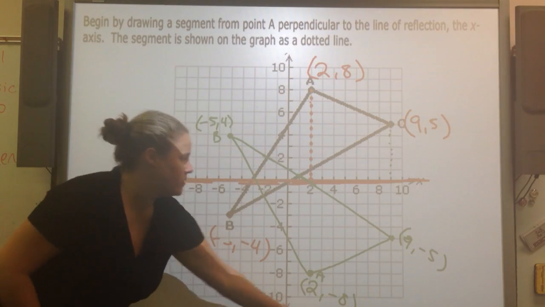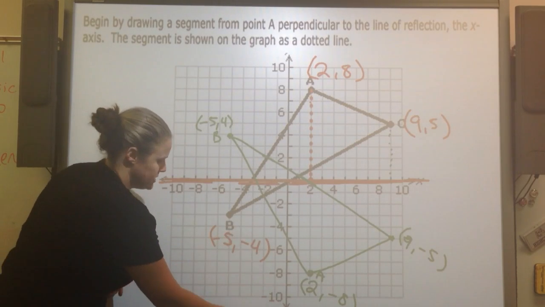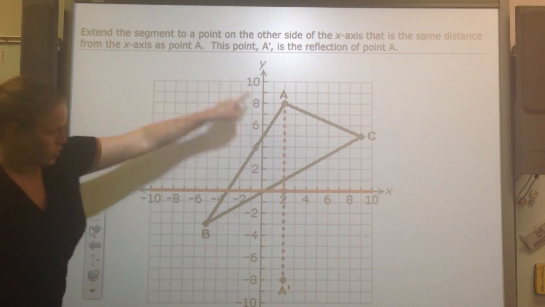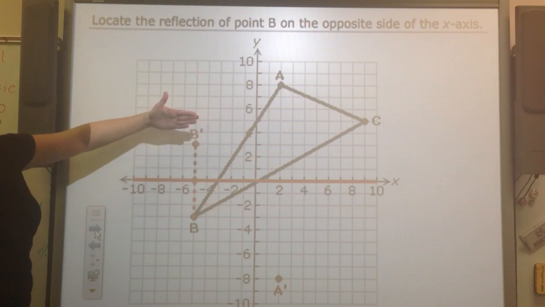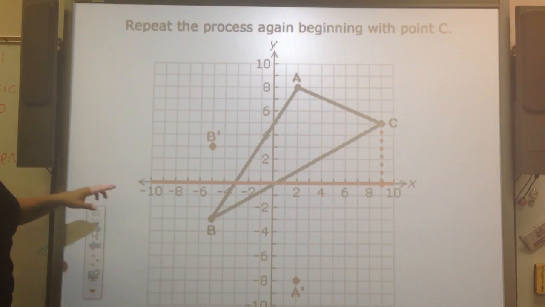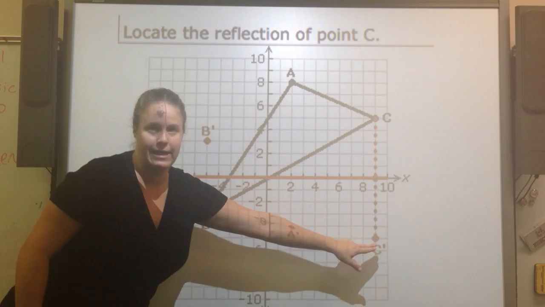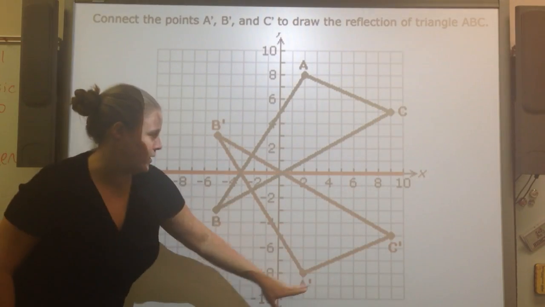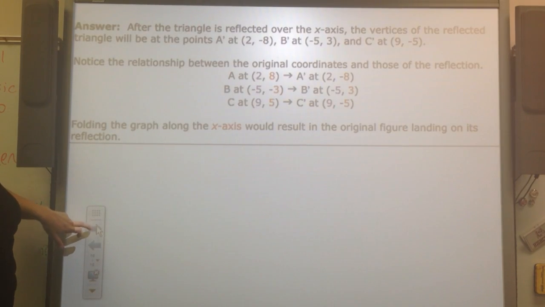And I'm going to fast forward through the next couple of slides because I was showing you step by step. So if you want to pause them, you can. This one's just showing you A all the way down. This one's showing you B up and all the way reflecting. This one is showing you C to the x-axis and then C reflected. And again, you connect the points and you have your new triangle. Okay?